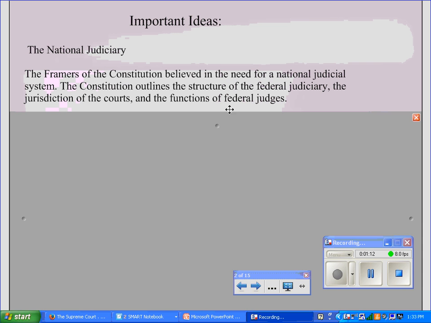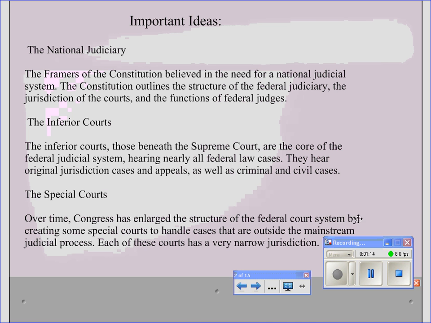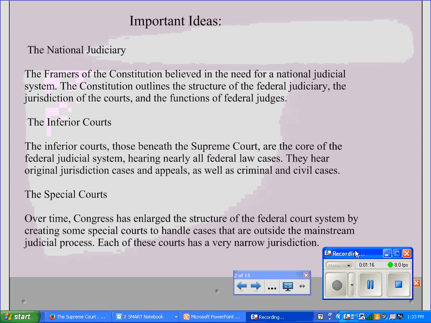There are some very important main ideas, thesis statements, if you will, of this section. First, framers of the Constitution believed we need courts. We're humans, none of us are the best, we need laws. Whether or not you agree with that, by the way, if you're an anarchist, you don't believe that we need laws. But the Constitution, in Article 3, sets out a structure for the federal judiciary, the jurisdiction of the courts, and the function of federal judges.